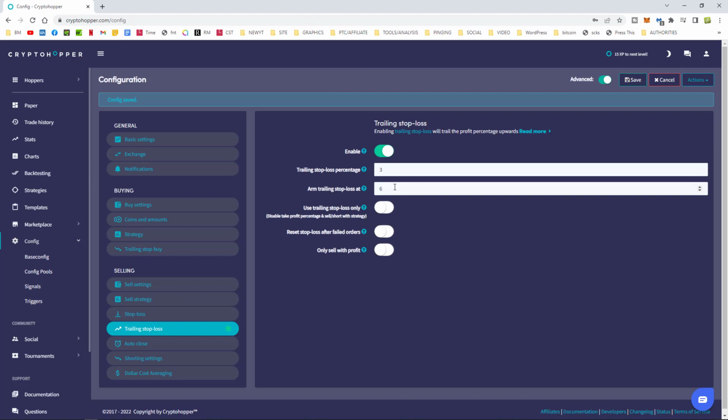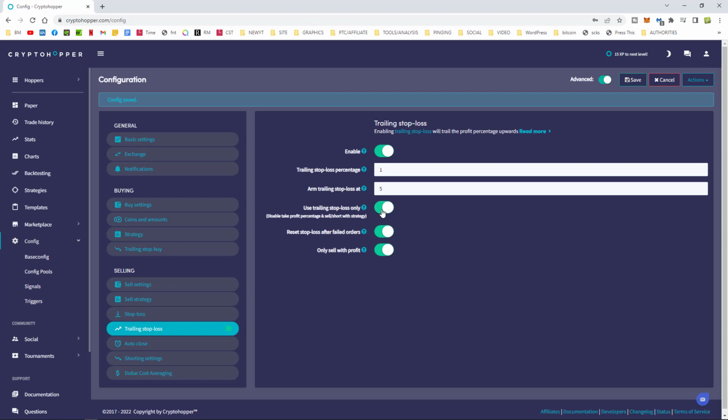So let's put in 5 and 1, because 5 is quite reasonable to achieve. Or you could put in 3 and 0.5, so hoping for at least 2.5% on each trade. Let's put that back to 1 and 5. It's just a paper trading account, so it really doesn't matter too much. Enable. Only sell with profit. Okay, so enable those like that.